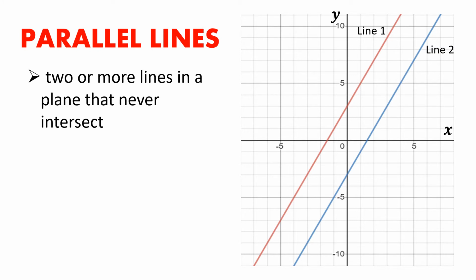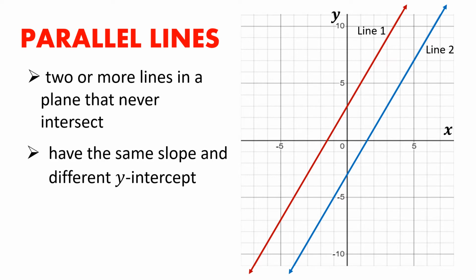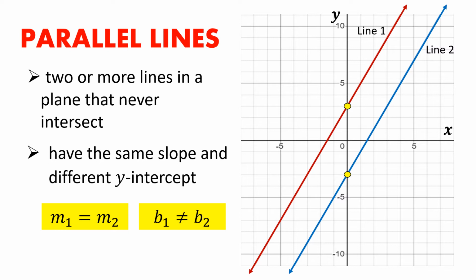Two non-vertical lines in a plane are parallel if they have the same slope and different y-intercept. The reason they must have different y-intercept is because if two lines have the same slope and the same y-intercept, they would be the same line. Let us take a look at some examples.